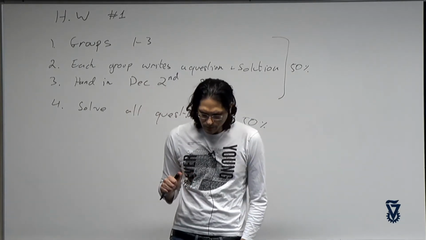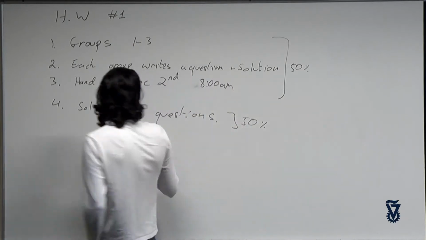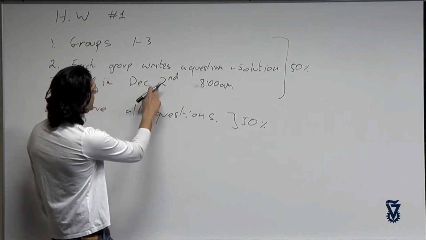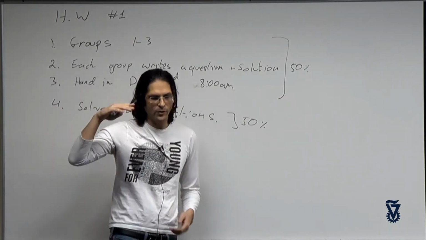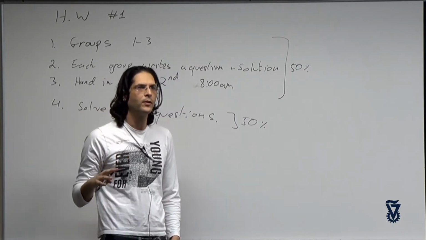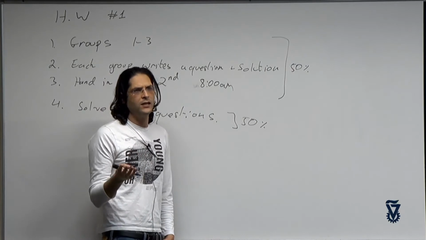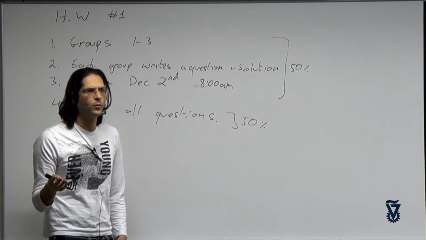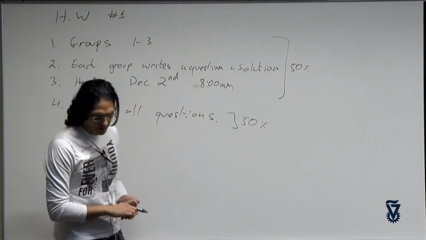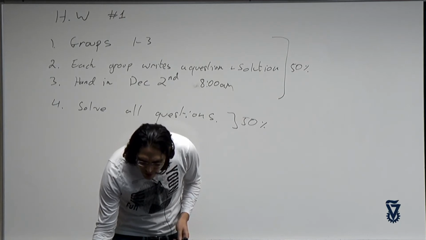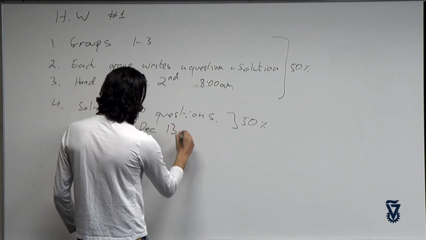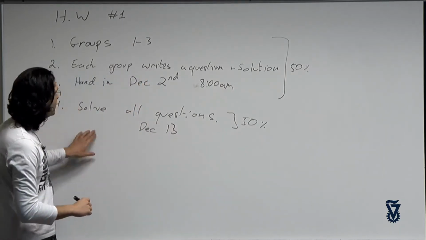When do we have to submit the solutions? Well, December 2nd is the beginning of the week after this. I'll give you the question set after I verify that all the questions are good, nice and solvable, and there are no mistakes. And then you can have another week to solve the whole homework set. So the deadline will be December 13th. This will be the deadline for the solutions.